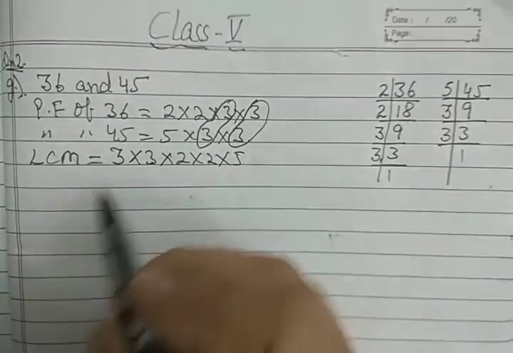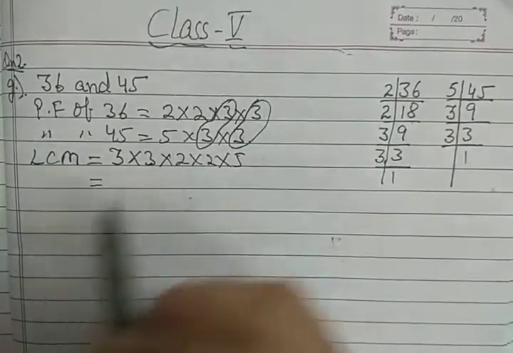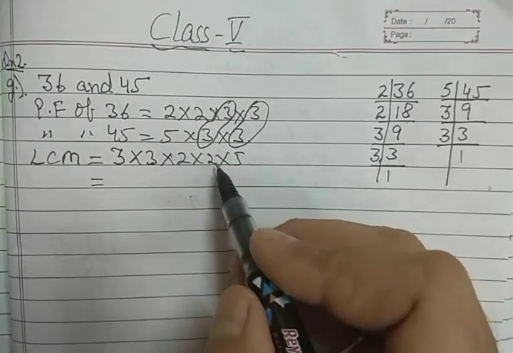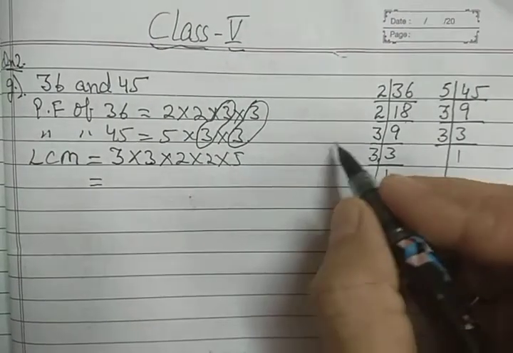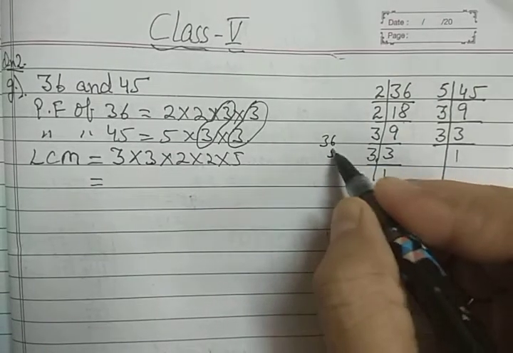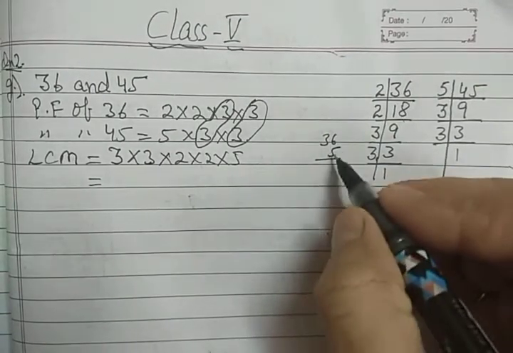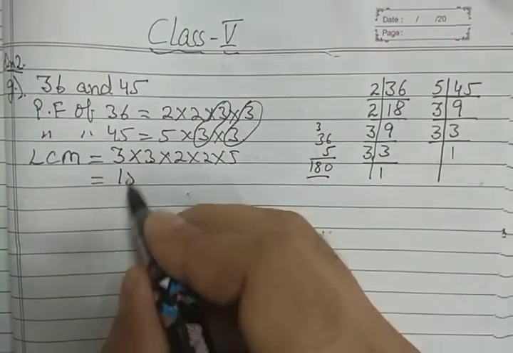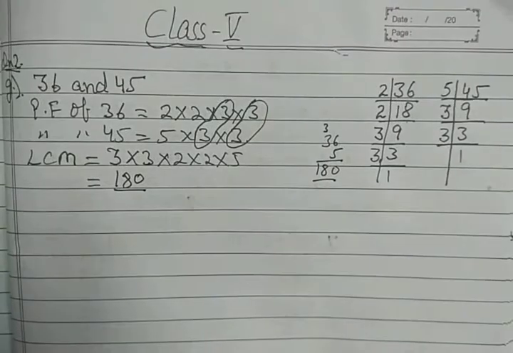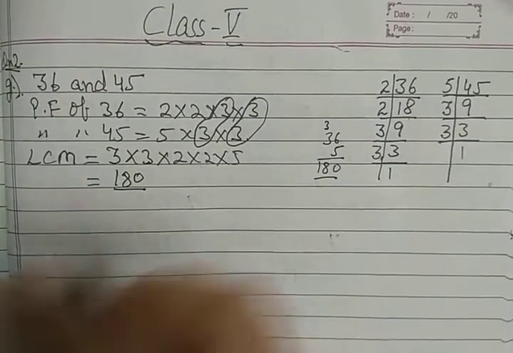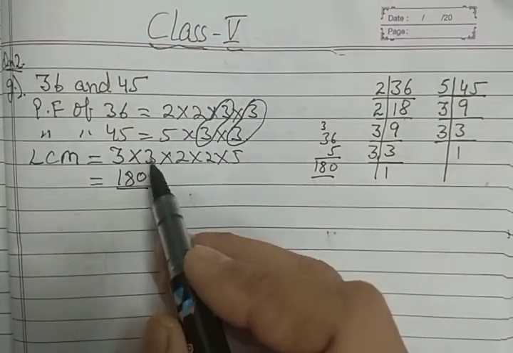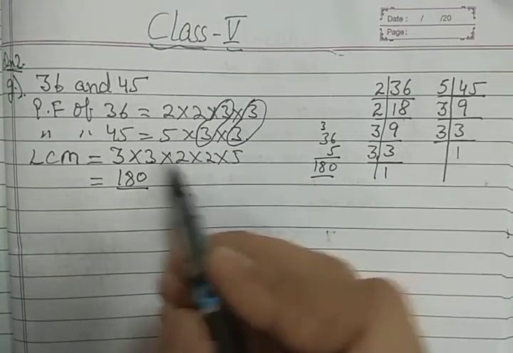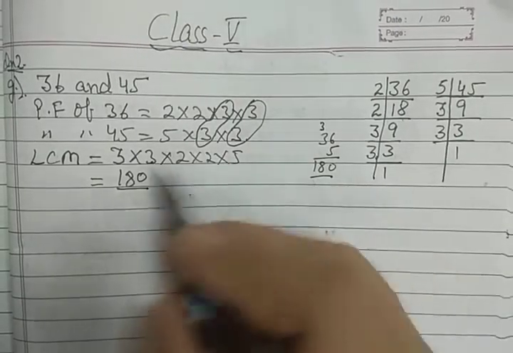So now what is the LCM? Multiply all these numbers. So 3 3s are 9, 9 2s are 18, and 18 2s are 36, 36 5s are... if you don't know, 36 5s are 180: 5 6s are 30, 5 3s are 15, so 180. So the LCM is 180. In this way you can multiply them. First of all multiply two numbers, then multiply the third number with the answer of those two numbers, then multiply the next number with the answer of this, and so on.